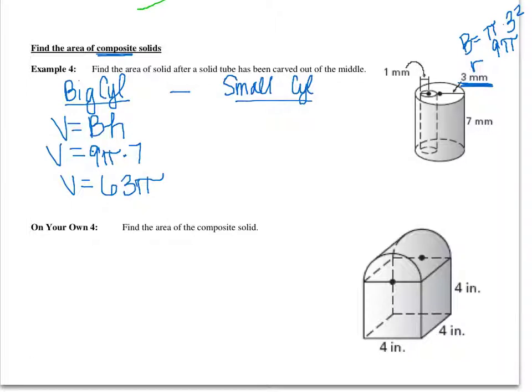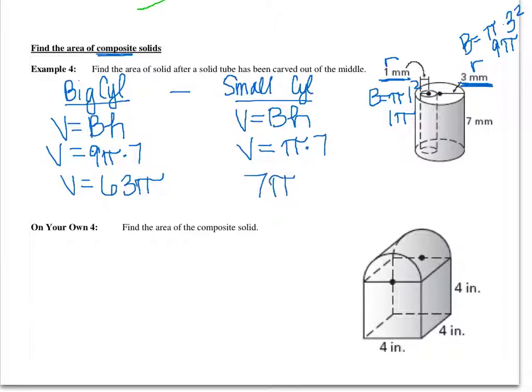Now for my small cylinder, looking right here, this is my radius for my small cylinder. So for my small cylinder, my base area is pi times 1 squared. Well, 1 squared is just 1, so 1 pi. So my small cylinder, volume still equals base area times height. So my volume equals pi times my height of 7, which is just 7 pi. So I'm now going to subtract these two, 63 pi minus 7 pi, and that'll give me 56 pi, and my units are millimeters cubed because we're talking about a volume.